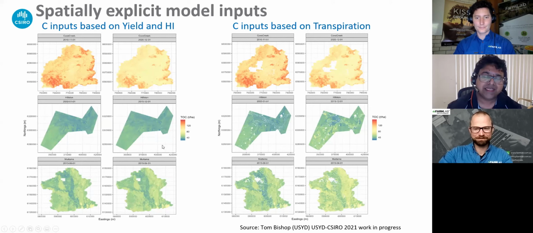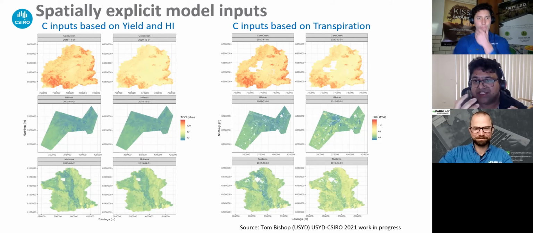What we did here was combine different ways of getting carbon inputs, using yield and harvest index, and also a method we are developing that uses partitioning of transpiration to get the carbon inputs based on ET and NDVI. There's a full conference paper we submitted with Kate Colley from the University of Sydney on initial results from this work. The approach is that you start with the initial conditions, look at the different carbon inputs, and estimate the carbon at the end of your resampling period.